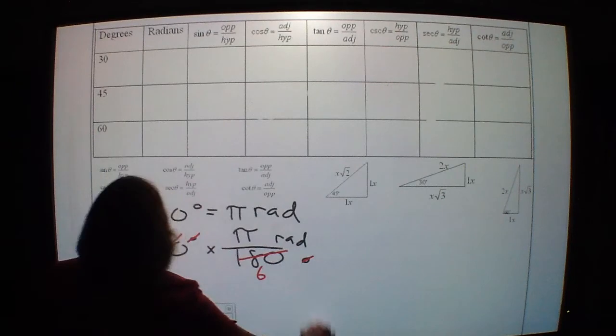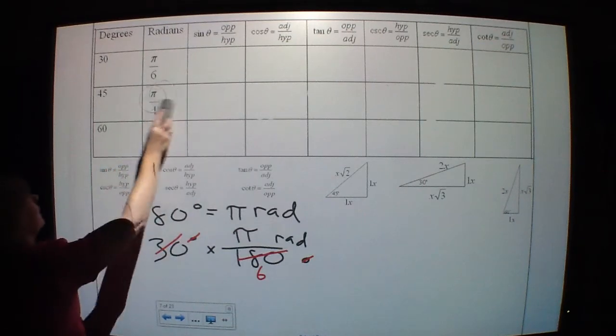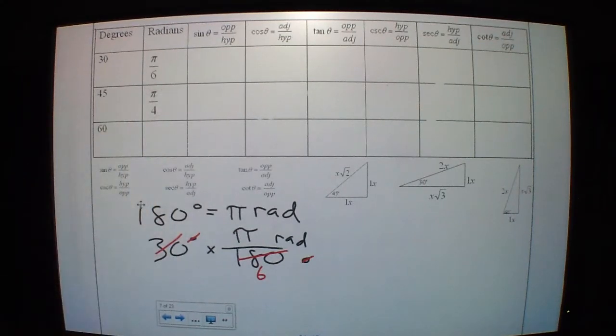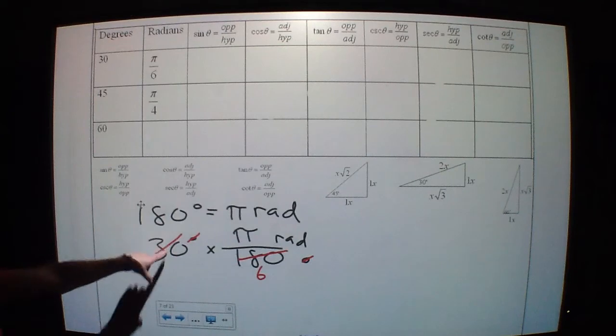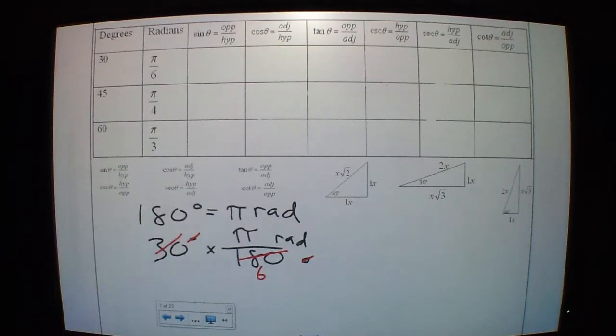So this is pi over 6 radians. You can do the same thing for 45 degrees and get pi over 4. Do the same type of conversion for 60 degrees and get pi over 3. So 30 degrees is pi over 6 radians. 45 degrees is pi over 4 radians. And 60 degrees is pi over 3 radians.